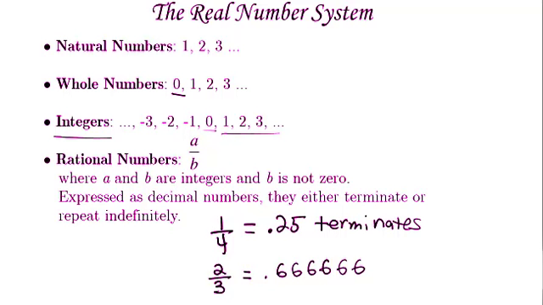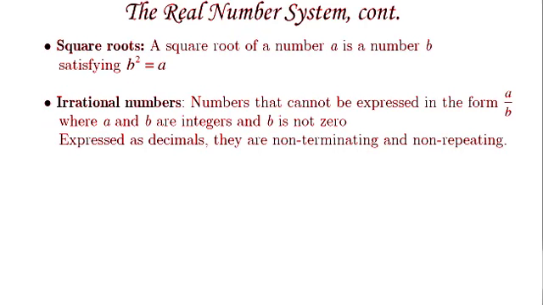It's repeating. And a repeating decimal doesn't have to repeat with just one number. It could be 0.323232 and on and on. So if a fraction, when expressed as a decimal, either terminates or repeats, it's a rational number.